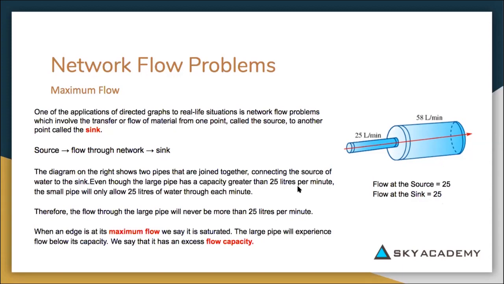So if something is full, for example here, it will have 25 litres and it will be full of 25 litres, whereas this one will have 58 and it'll only be full of 25. So we have 25 flowing through, and that means that cylinder here is saturated. It is completely full, whereas this one will have excess flow capacity because it has spare room in there. Let's have a look at another example.